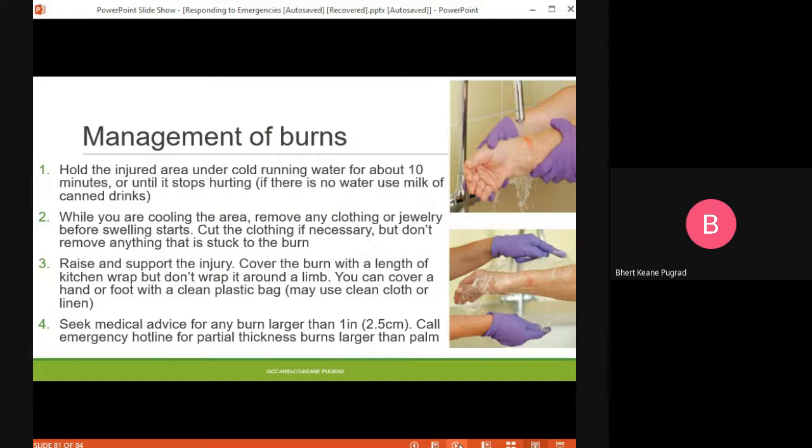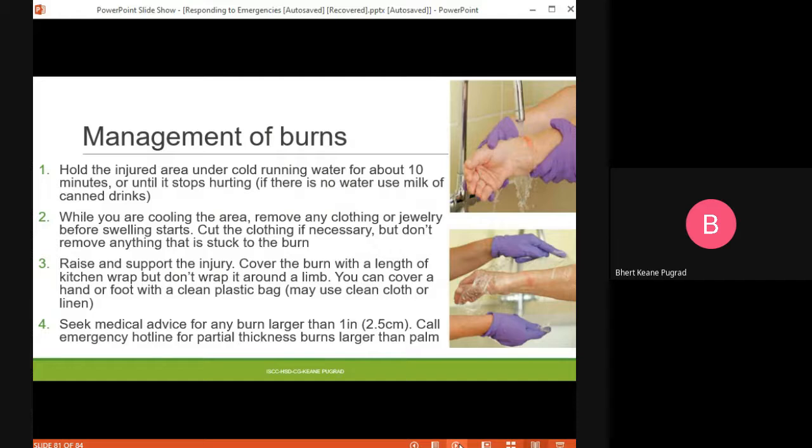Okay? But take note, kapag extremity yan, lower extremity, kapag paa yan, huwag ka nang maglagay ng kitchen wrap kasi hindi na yan makakalakad or makakatayo ng maayos. Kung upper extremity, pwede. Okay, but don't wrap any limb of the patient.